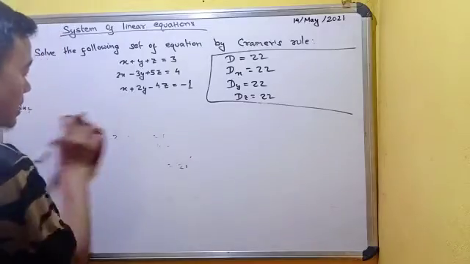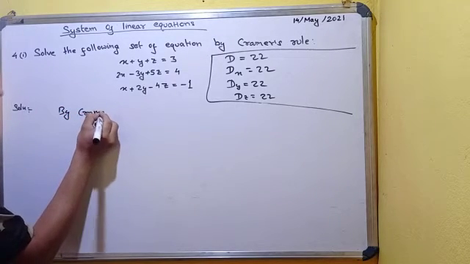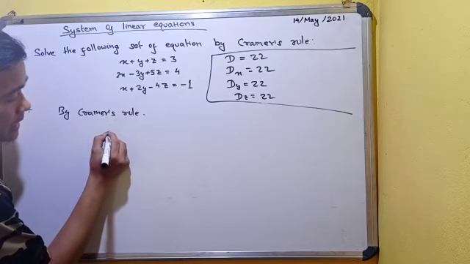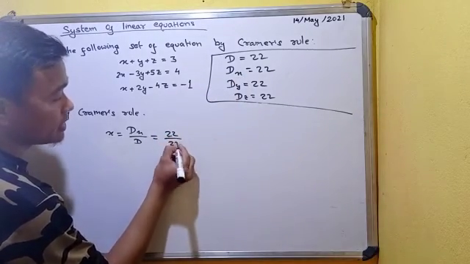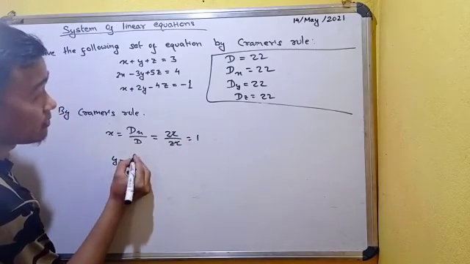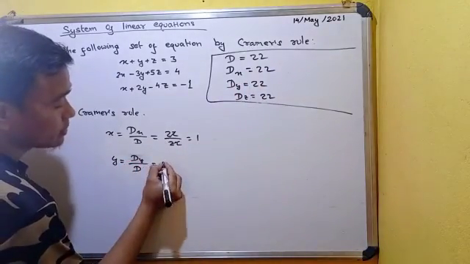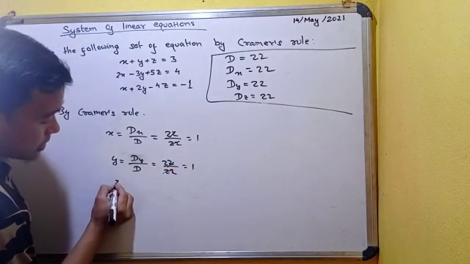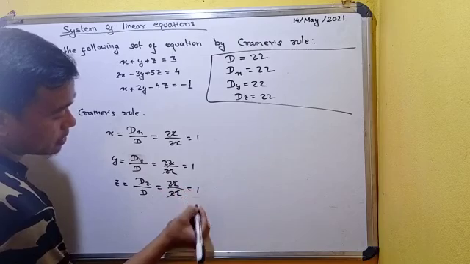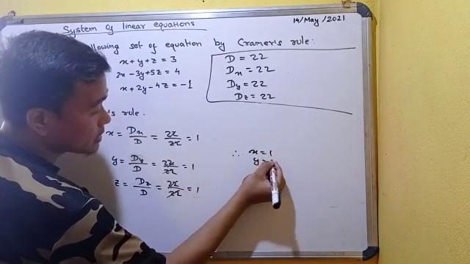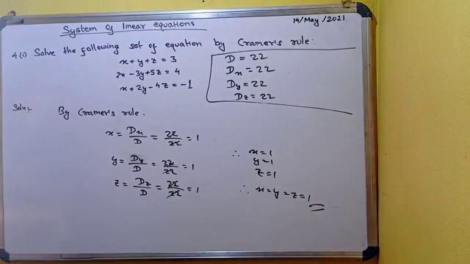Now apply Cramer's rule to find the value of x, y and z. By Cramer's rule, x is equal to Dx by D. What's the value of Dx? 22. And what's the value of D? 22. So 22 ones are 22. Similarly, calculate the value of y. Formula is Dy by D. What's the value of Dy? 22. And what's the value of D? 22. So 22 ones are 22. What's the value of z? Dz by D. So here Dz is 22 and D is 22. Therefore the value of x is equal to 1, y is equal to 1 and z is equal to 1. Therefore x is equal to y is equal to z is equal to 1. This is your solution of this set of linear equations.